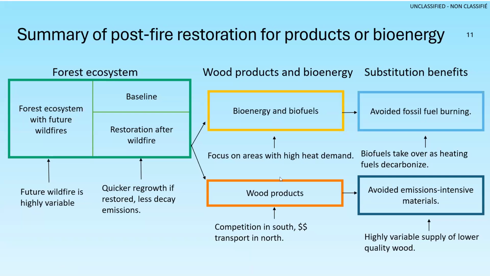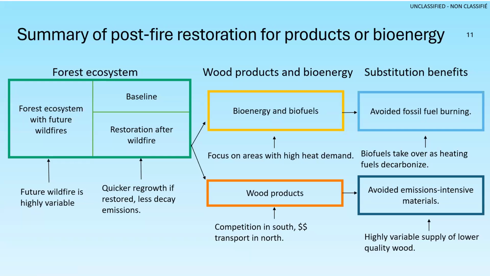And then the other option was to create wood products. And if we do wood products, we're not entirely sure how the mills could handle a highly variable supply of lower quality wood. And so the economics would become a bigger part of this equation. And I think one of the next talks deals with some of the economics on the fire.